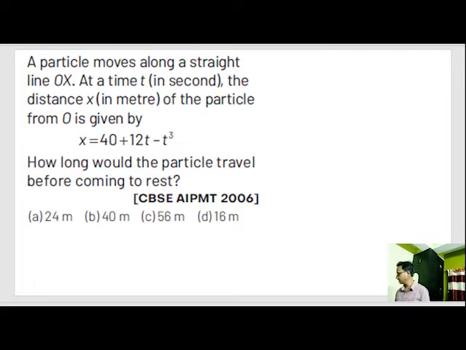At time t, the distance x in meter of the particle from O is given by x is equal to 40 plus 12t minus t cube. How long would the particle travel before coming to rest? This is our question.